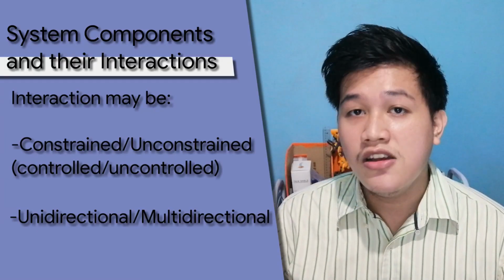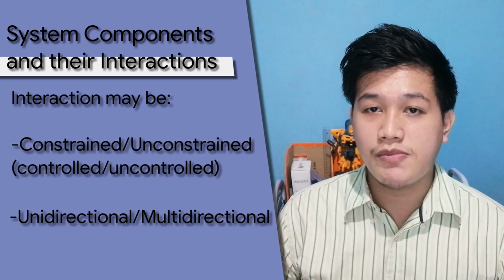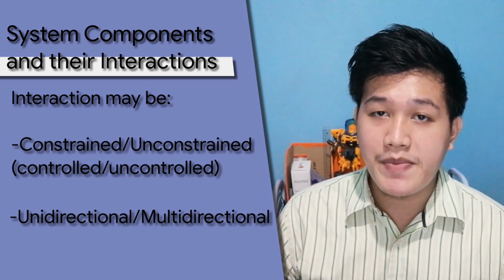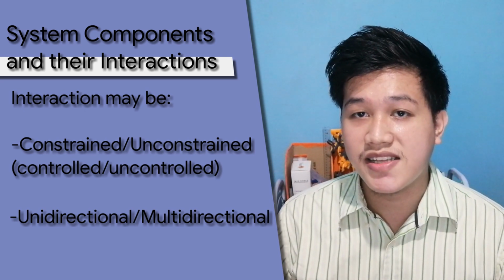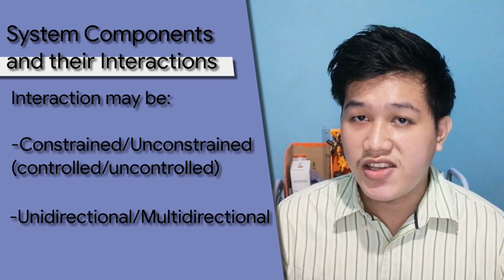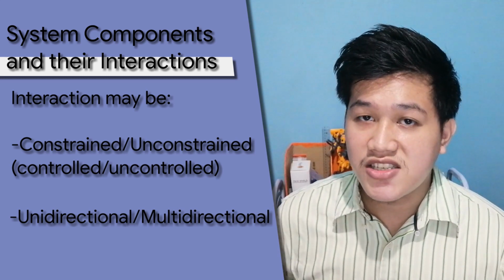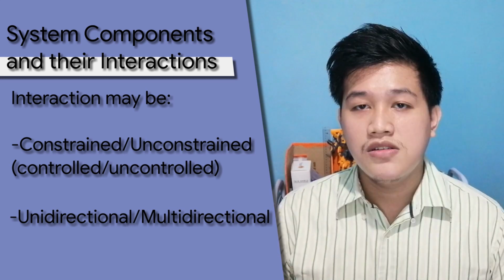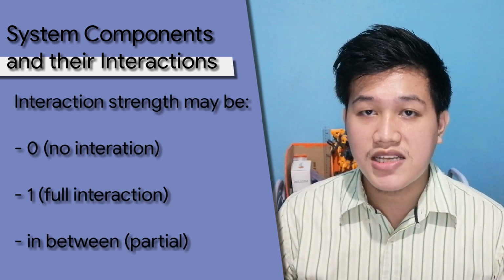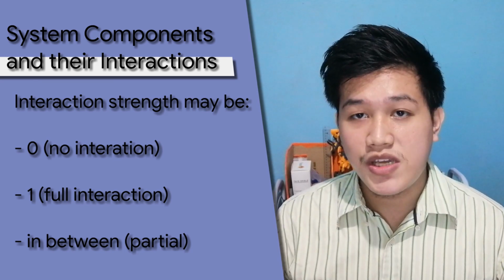On the other hand, registrars on the administrator side must have the students' grades that must be taken from the faculty members. Meanwhile, advisors of the class must have a copy of the past grade of the said students that can be taken from the registrar. So the unidirectional there is the canteen and the students and faculty members, and the multidirectional is the registrar and the advisors. So interaction strength may be 0 or there are no interactions at all, 1 or full interaction, and also in between or partial.